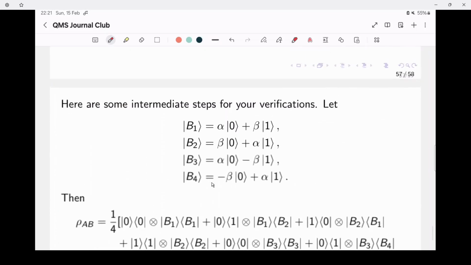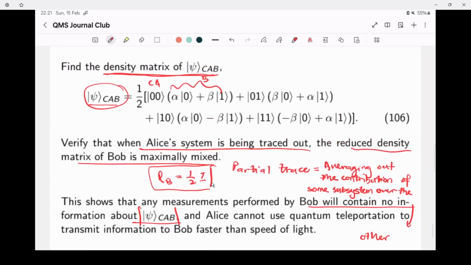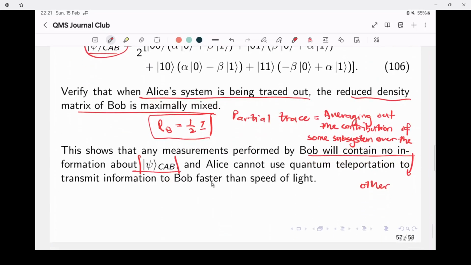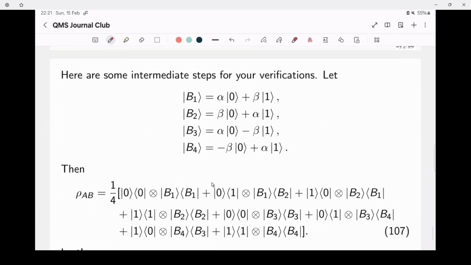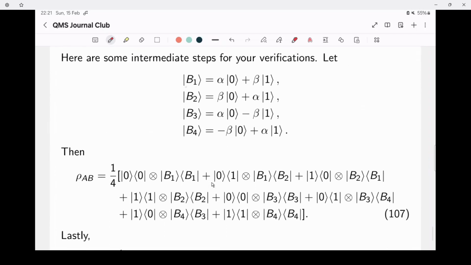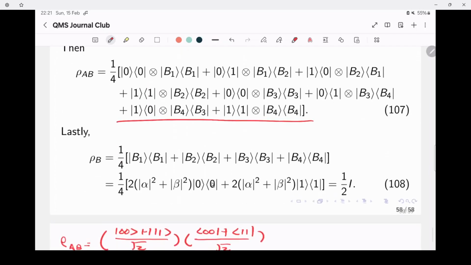If you want to verify all this, I did some calculations. If you let the 4 possibilities be B1 until B4, your first reduced density matrix should be given by 107, and the reduced density matrix for Bob should be given by 108.